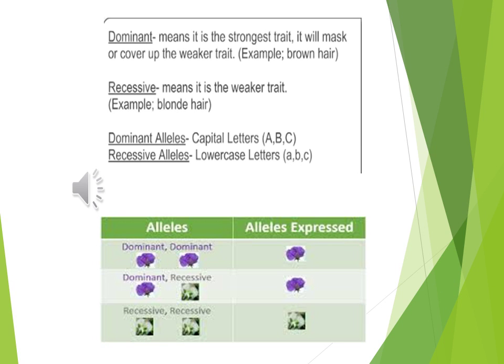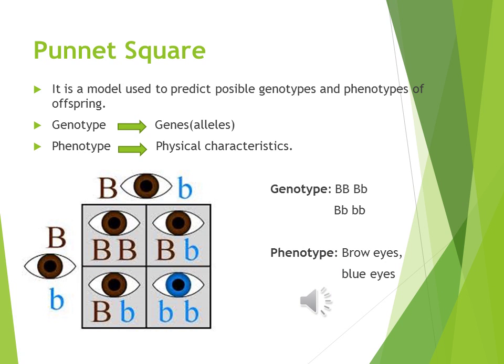Dominant alleles are represented by capital letters A, B, C, and recessive alleles are represented by lowercase letters a, b, and c. Punnett square. It is a model used to predict possible genotypes and phenotypes of offspring. Genotype is genes, alleles, and phenotype, physical characteristics.